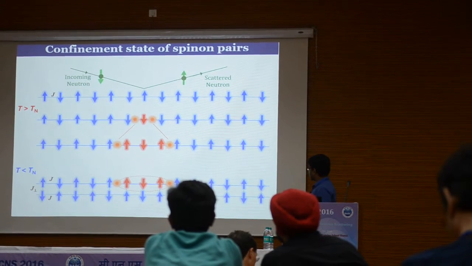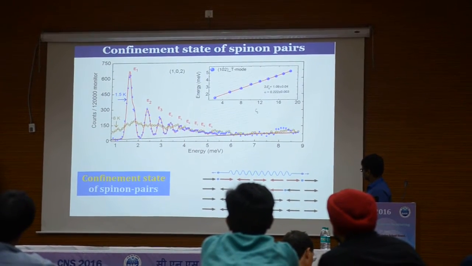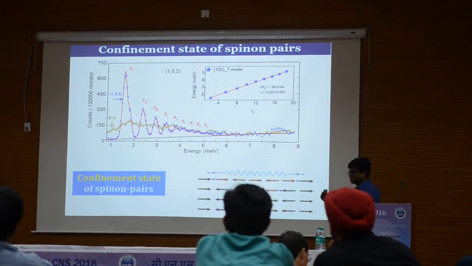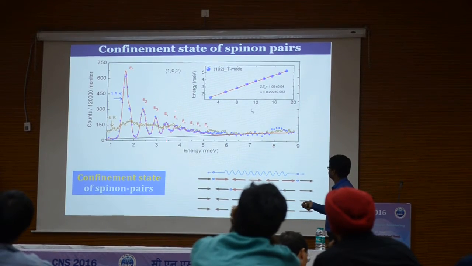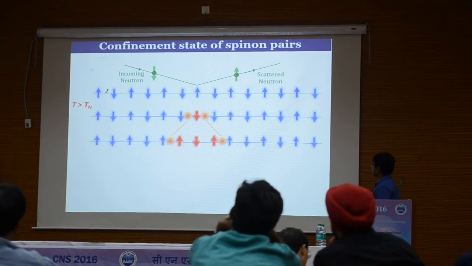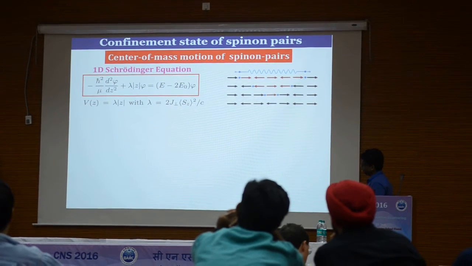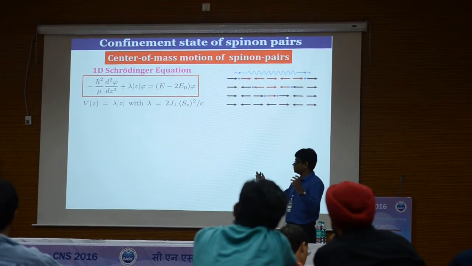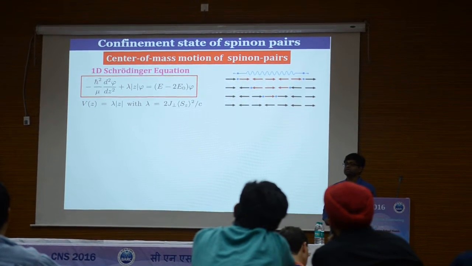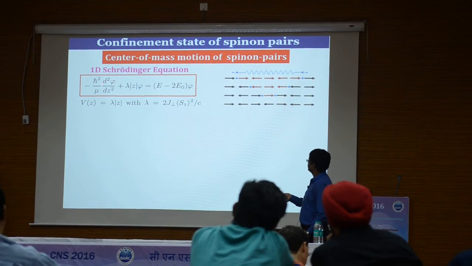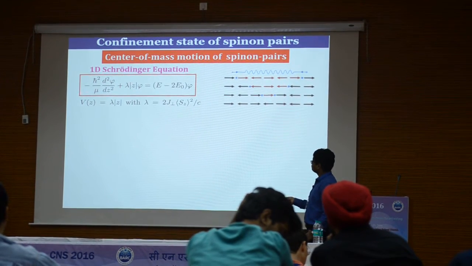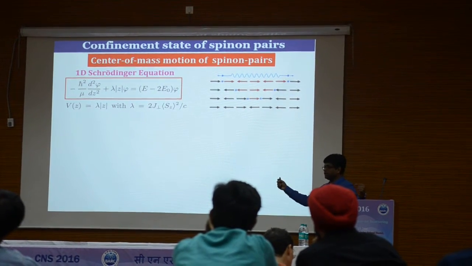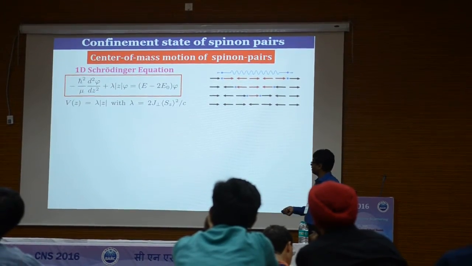And the pattern where we go back, these are the additional energy we need to put in to break the bonds. So these correspond to the breaking of the bonds. Now the center of mass motion of these confined spinon pairs can be calculated by the one-dimensional Heisenberg equation given here. This is the interaction potential energy, which we have found is proportional to the distance between the spinons, and it is varying linearly. How we get that, I will come to.